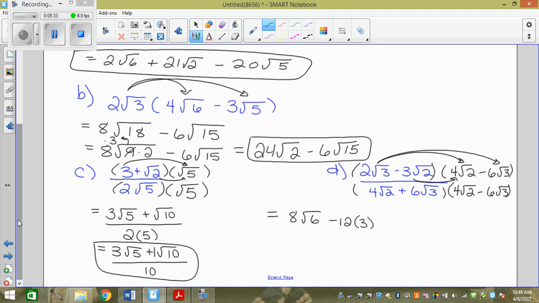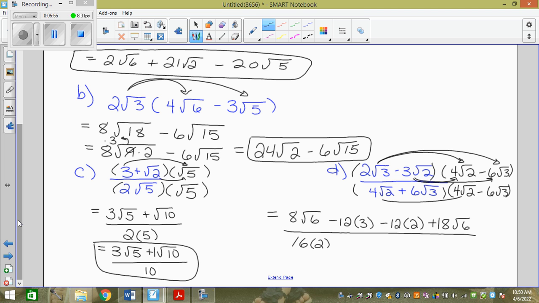Negative 3 root 2 times 4 root 2. Negative 3 times 4 is negative 12. Root 2 times root 2 is 2 in brackets. Negative 3 root 2 times negative 6 root 3 is positive 18 root 6. All over 4 root 2 times 4 root 2 is 16 times 2 in brackets.